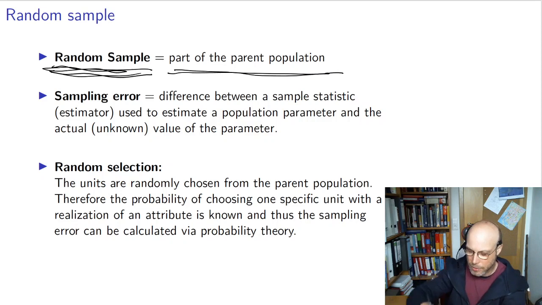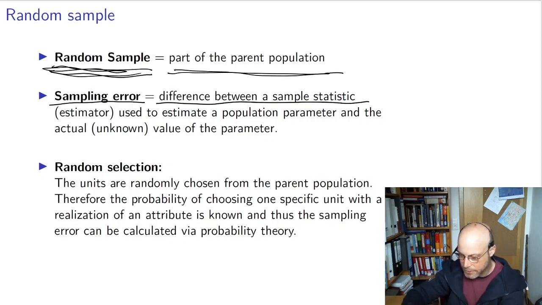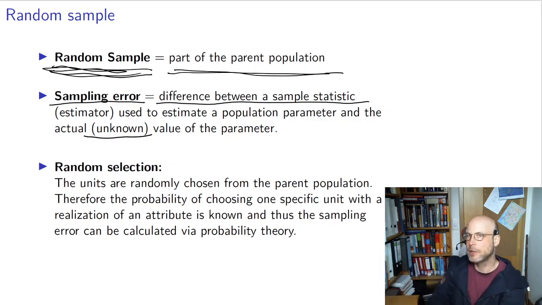And this we are calling the sampling error. This is just the difference between our sample statistic, maybe the mean we calculated from our random sample, and the actual true mean of our parent distribution. And quite often, of course, this actual true value of our parent distribution we do not know. Of course, therefore we are doing statistics.